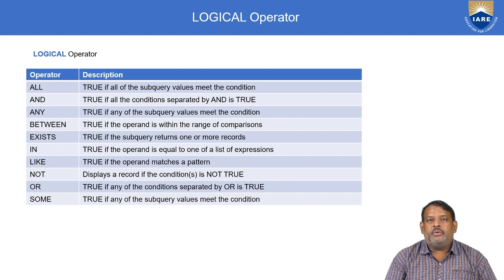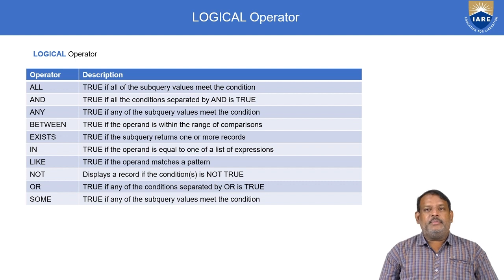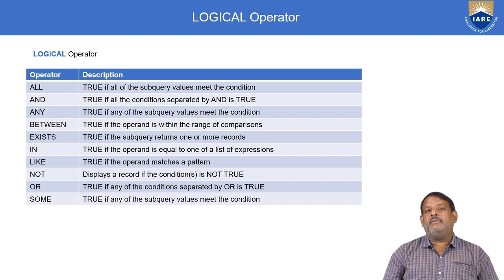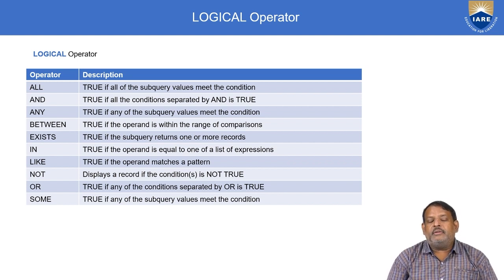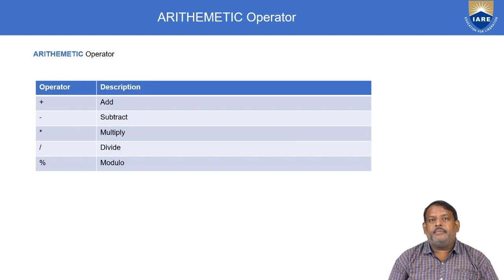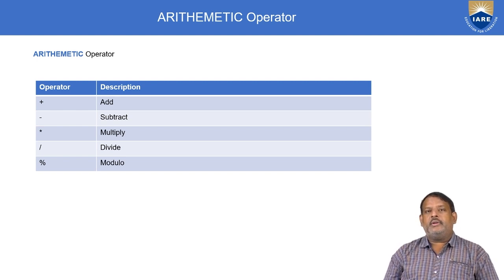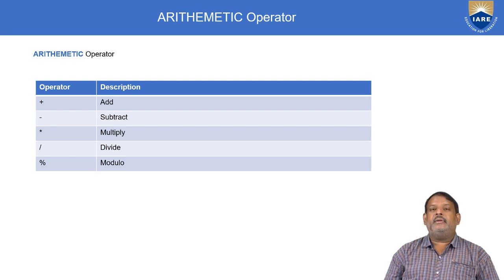And we have the logical operators. AND is true if both conditions are satisfied. ALL is true if all the conditions are true. ANY is true if any of the subquery values meets the condition. BETWEEN means the range. EXISTS is true if the subquery returns a value. IN is used to search for multiple values. NOT negates a condition. OR means either one of the conditions is satisfied. SOME is true if one of the subquery values meets the condition. Under arithmetic operators we have add, subtract, multiply, divide, and modulo.